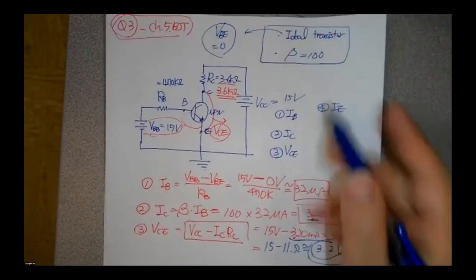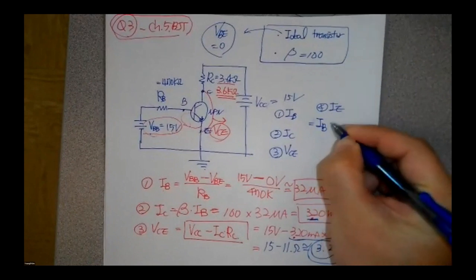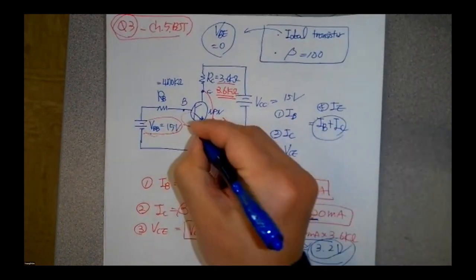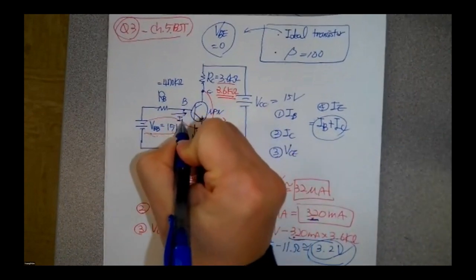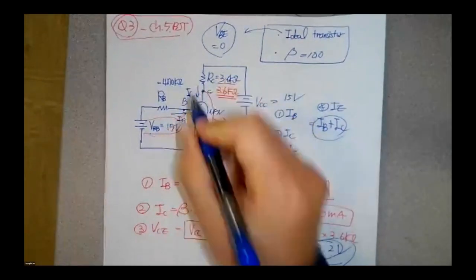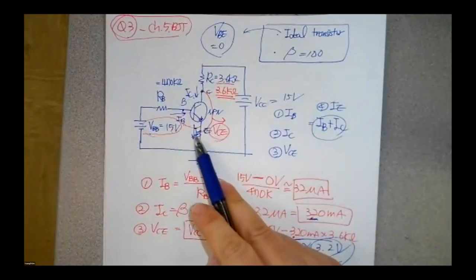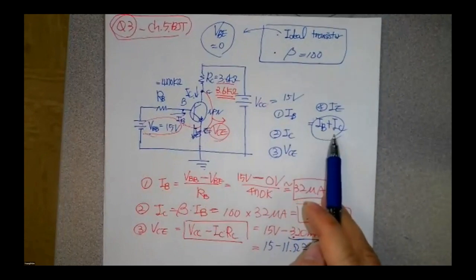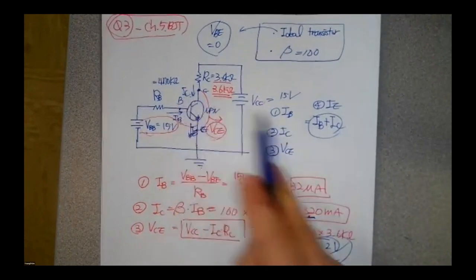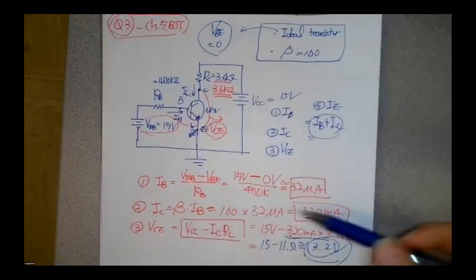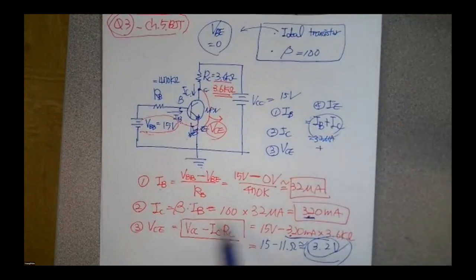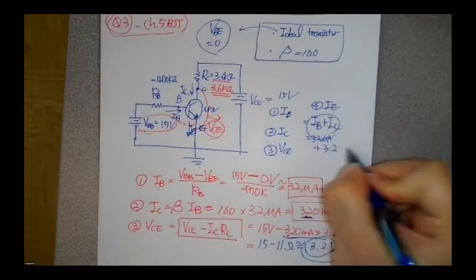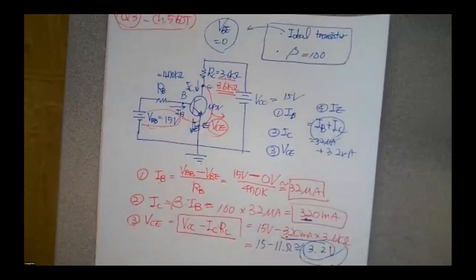And then the final question, what is the I sub E? The I sub E is I sub B plus the I sub C. That is for I sub E here. And that was I sub B, that was I sub C. So I sub E is equal to I sub B plus I sub C here. So now we have already calculated the I sub B, 32 microamp, plus the I sub C, 3.2 milliamp.